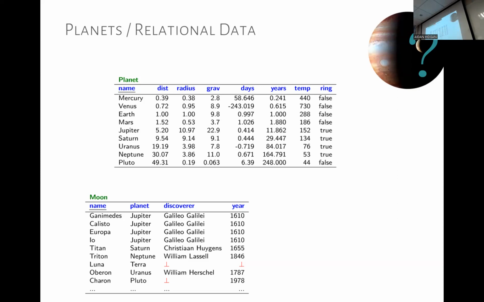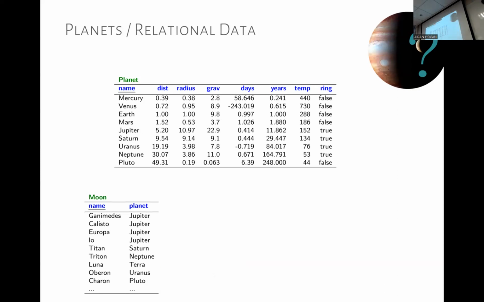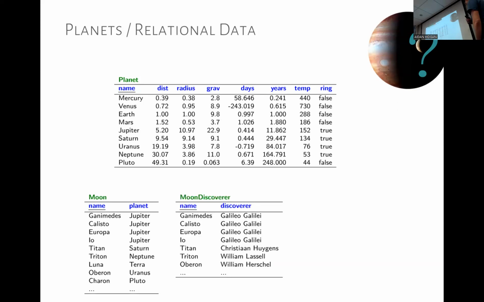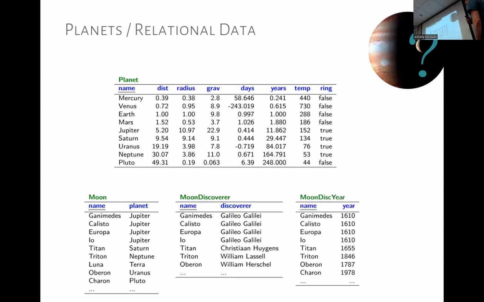So what we could do to avoid nulls in this case would be to break our table down again, and now we have a table for moon discoverer, and we have a table for moon discovery year. So we can mention the year discovered and the discoverer separately. And now we can model 0 to many again if we needed to. In this case, it's more a case of being able to model 0 to 1, optional data.